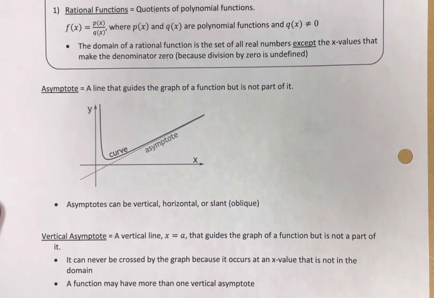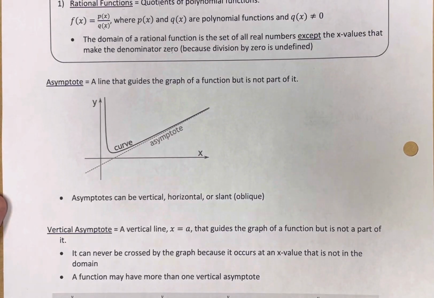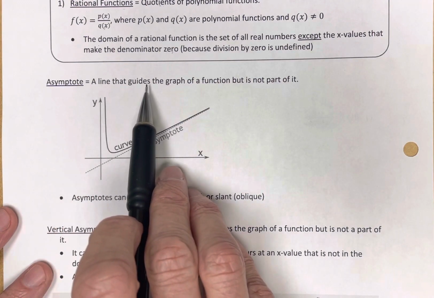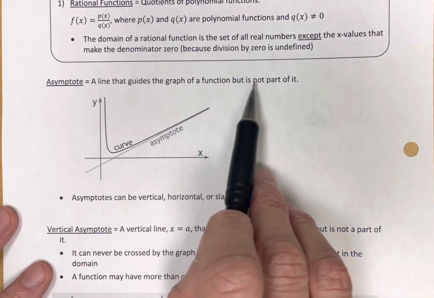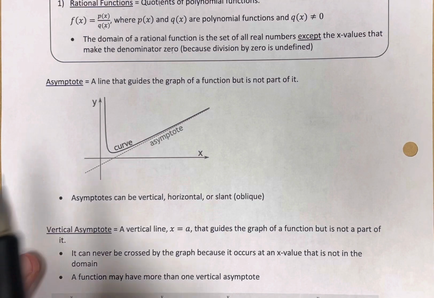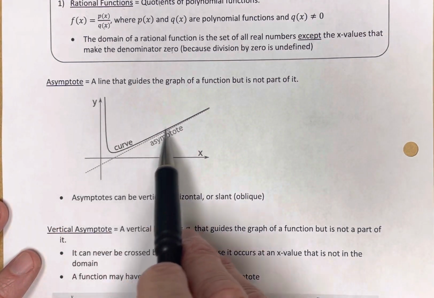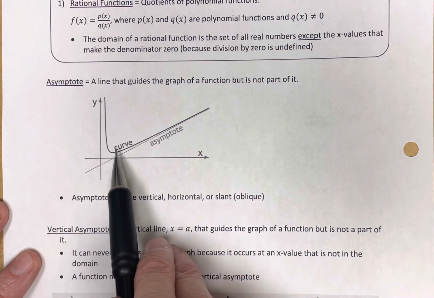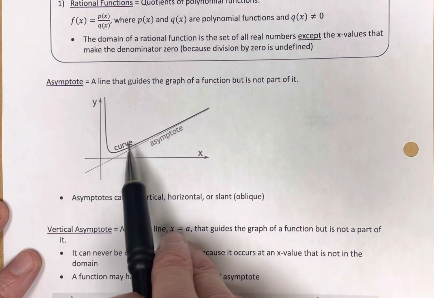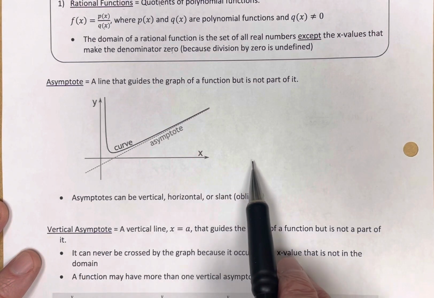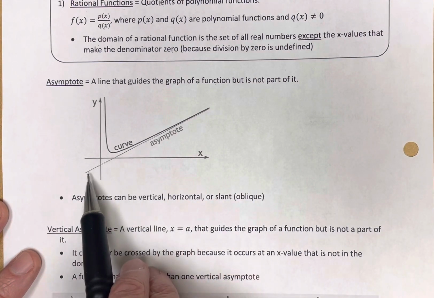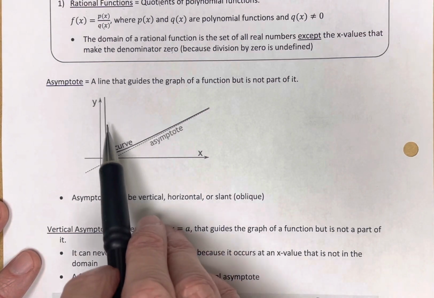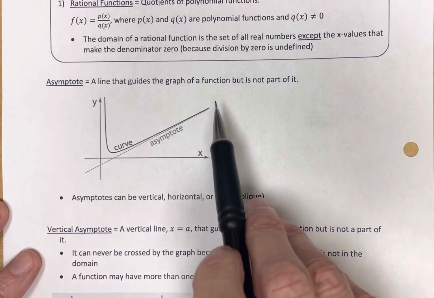So what is an asymptote? That funny word. An asymptote is simply a line that guides the graph of a function but is not part of it. So if this is my function, it's this curve here. You can see that this line here is helping to guide the curve as the x values increase to positive infinity. It's not part of the graph, it's not on the graph unless you were to put it on the graph, but it is guiding what the curve is doing.